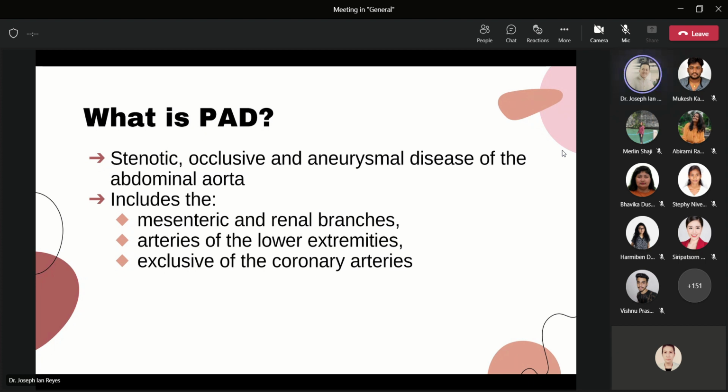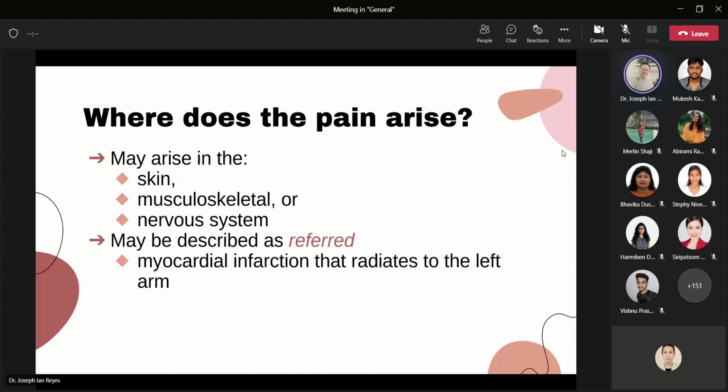So pain. Okay. Pain in the extremities can also arise from skin, musculoskeletal system, or nervous system. It may also be referred, like the pain of myocardial infarction that radiates to the left arm. So we have to distinguish between the pain that the patient is feeling. That's why we also have to know how to describe the pain in MI or myocardial infarction and the other causes of pain in the trunk.